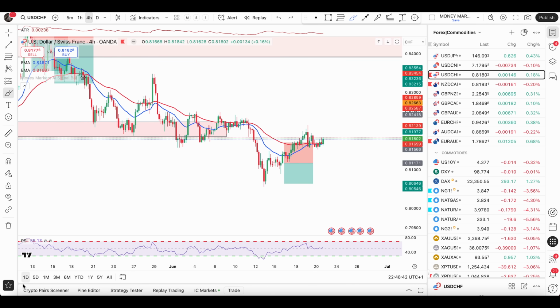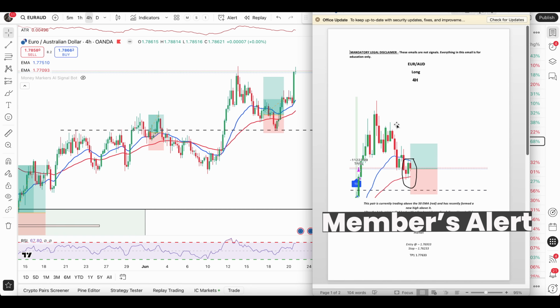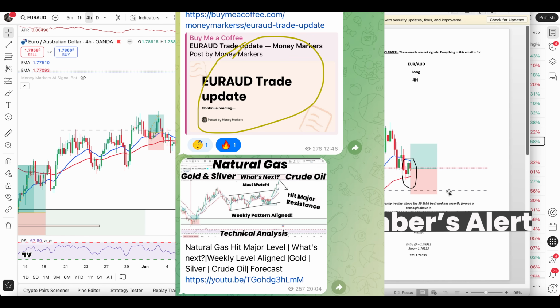Let me show you one more trade that was sent to the members as well, which is EURAUD. For this trade, I've already sent a notification to the members. You might have received that notification on Telegram as well, if you follow me on Telegram, that I've sent an update for this trade.